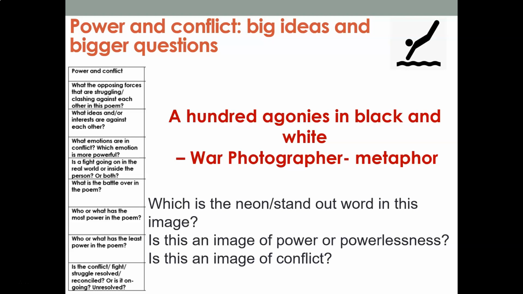Is there any attempt to control? Do you think the war photographer in this image, capturing 100 agonies in black and white, is coming across as powerful or weak? Is that maybe the conflict? That the photographer themselves has power. He's able to control the photos that he takes, what he develops. But actually the pictures that he's taking are of people that have no control.